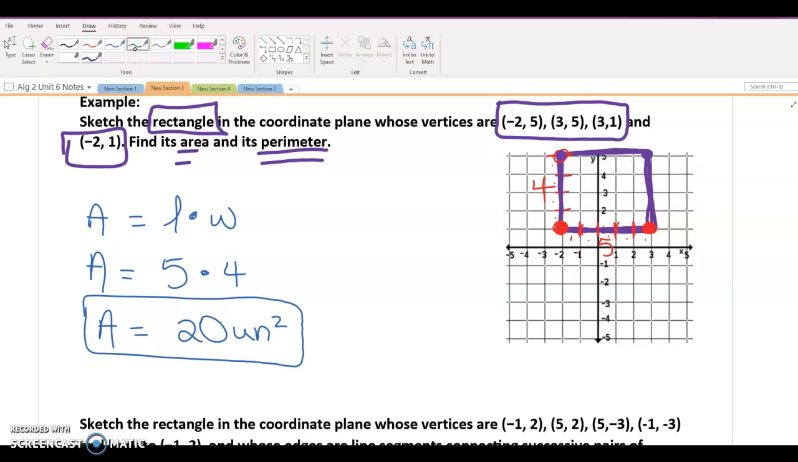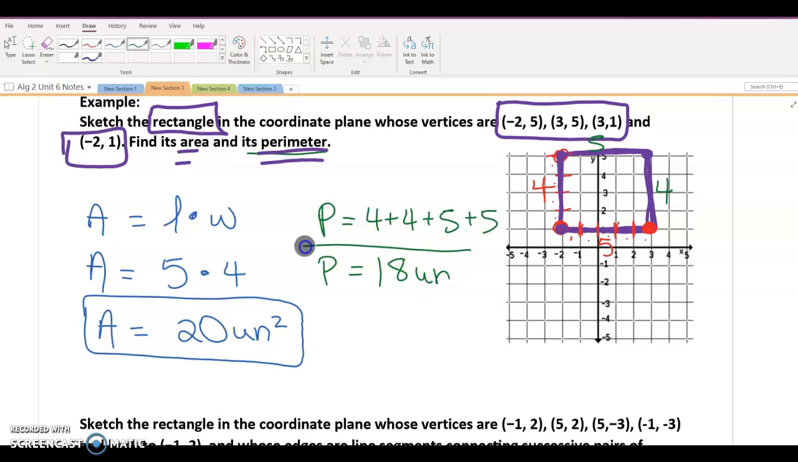Our next one is to find the perimeter. So what's the perimeter formula? 2L plus 2W, or what else can we do? Sum of the sides. Add up the sides. I'm just going to say it's 4 on this side, so 4 on this side. It's 5 on the bottom, so it's 5 on the top. So it'll be 4 plus 4 plus 5 plus 5. And what does that give us? 18. We'll just put a unit. So 18 units around that whole rectangle. There we go.